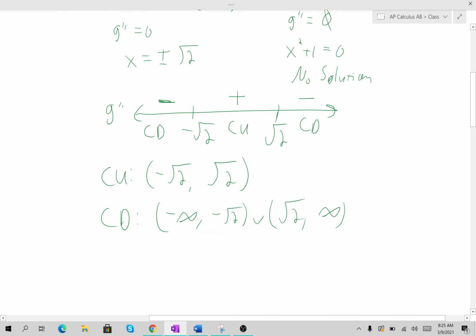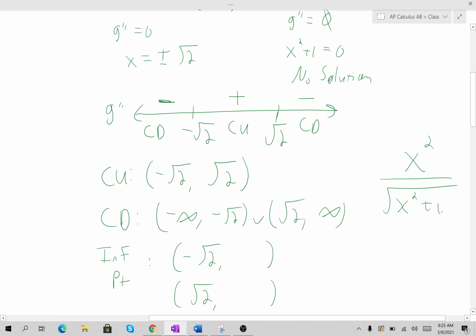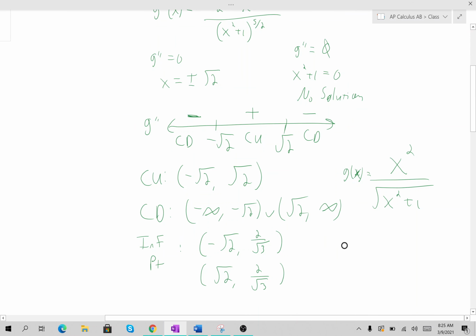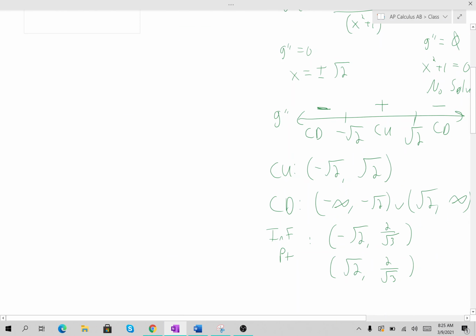And because the concavity changes, and there's points there, we have inflection points, or points of inflection, the same thing, at negative root 2. We've got to find the y value, and positive root 2. We've got to find the y value. But remember, the function was x squared over the square root of x squared plus 1. Okay, that was g. So the y value, we find it by plugging in the g. So you plug in root 2 there, you get 2 over root 3 for both of these. Okay, not too shabby.